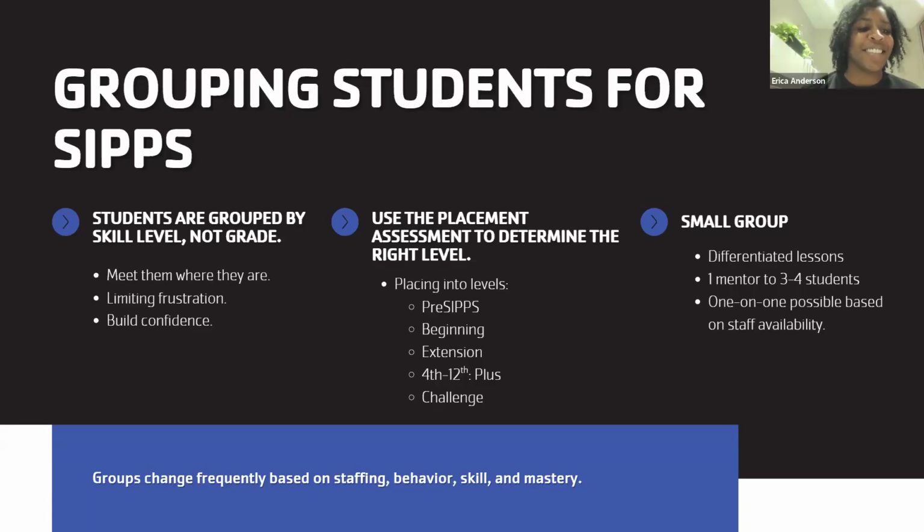Okay, great. All right, so the groups may change frequently based on staffing, behavior, skill, and mastery. Again, there may be times where you have to retest a student or move them up or down based on something's too hard, something's too easy, or even you don't have enough people. I'll ask some questions to everybody later regarding placement of students that are in similar or really close groups, and how to navigate that later on in the training.